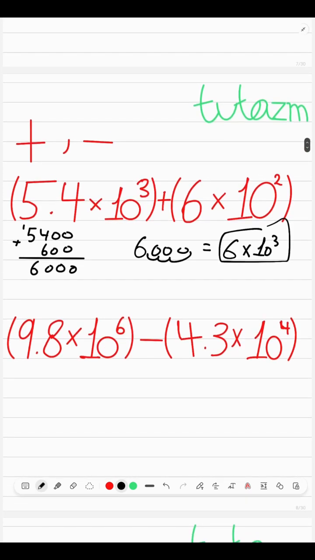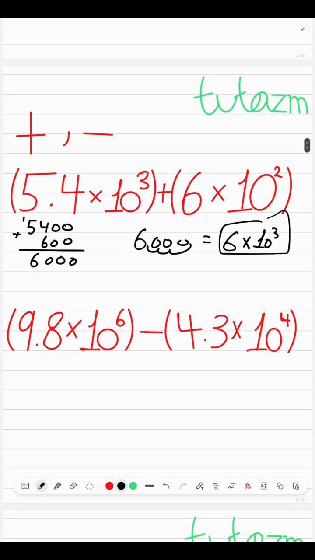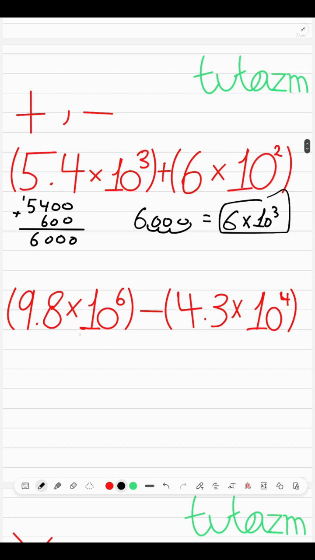Subtraction works pretty much exactly the same. We'd have to turn the numbers back into ordinary form and then turn them back into standard form after we've done subtraction. So 9.8 times 10 to the 6, well, that would be 9.8 here, and then move 1, 2, 3, 4, 5, 6. You'd have 0 here, 0 here, 0 here, 0 here, and a 0 here. And then we can remove this bit.